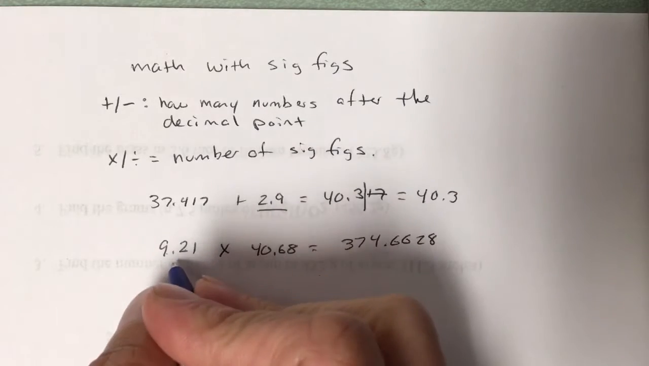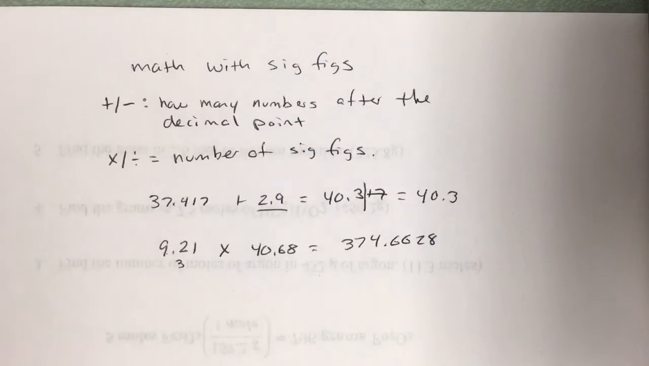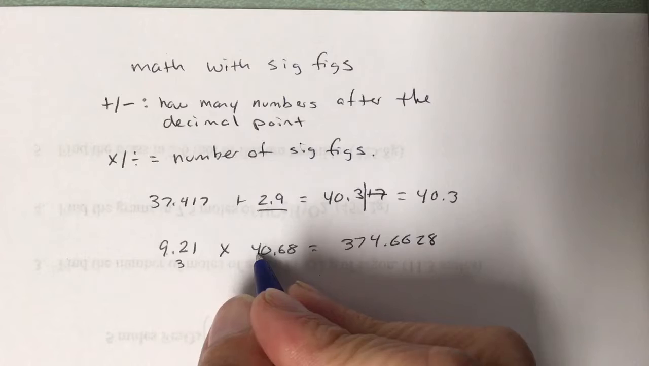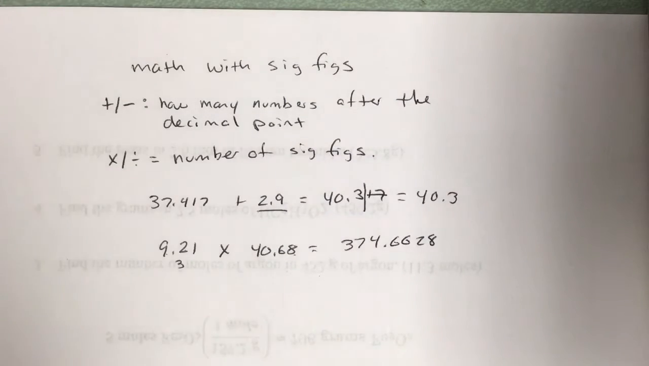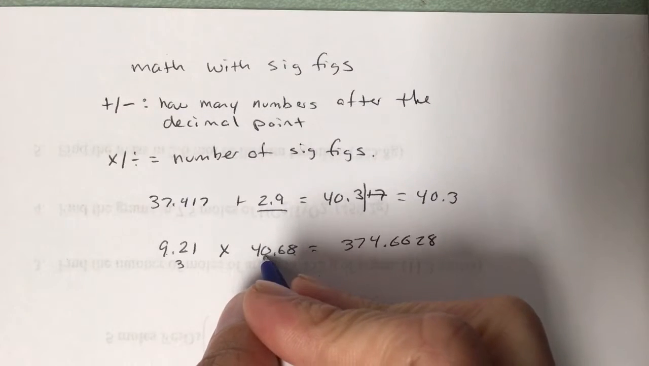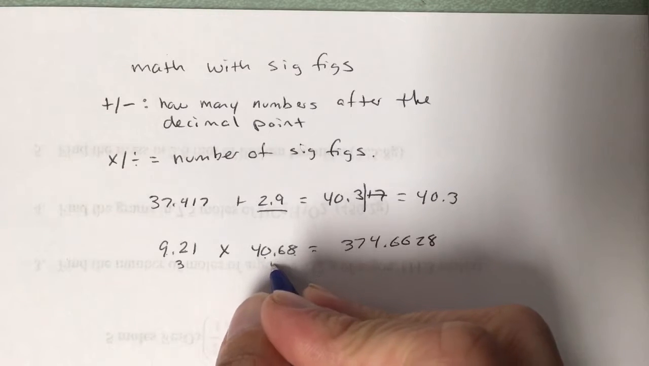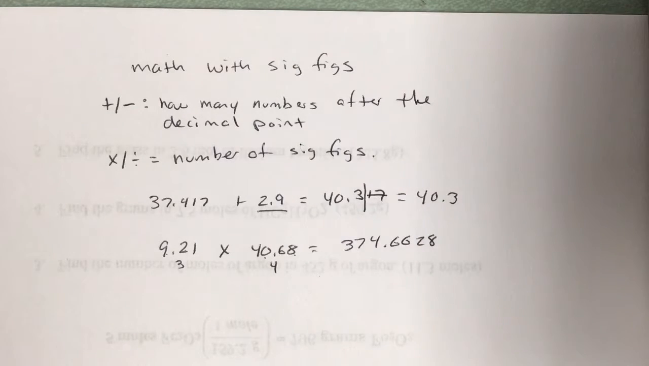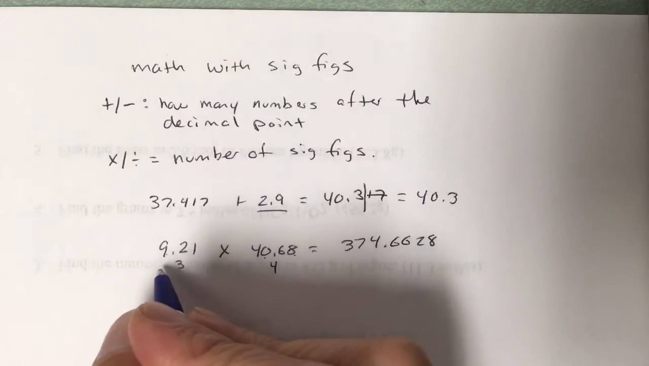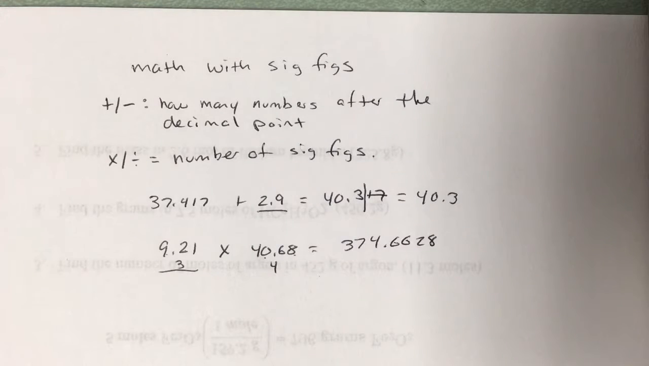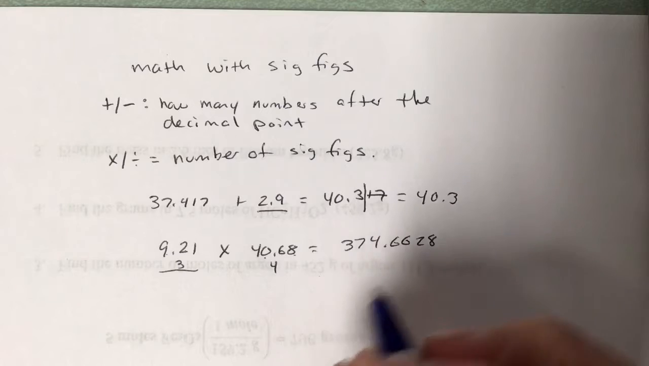Those are all non-zeros, so they all count. 3 significant figures there. The 4, the 6, and the 8 count because they're non-zeros. That is a captive zero, so it counts as well. So there's 4 significant figures in that number. That's our weakest link, 3 significant figures. And as a rule, we're only allowed 3 significant figures in our answer.